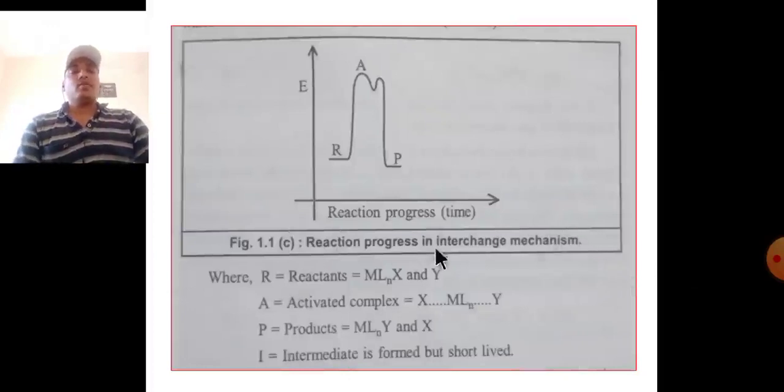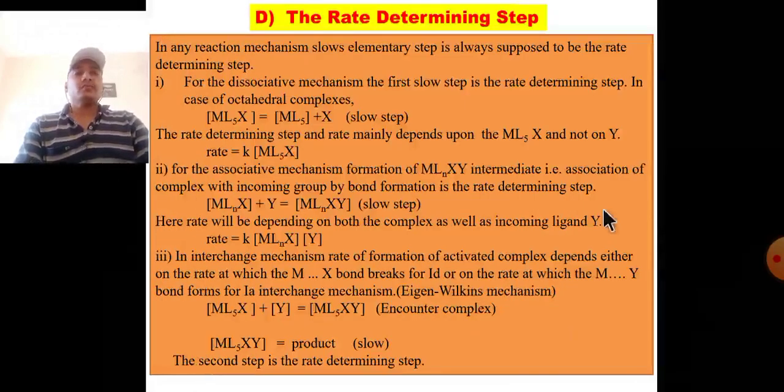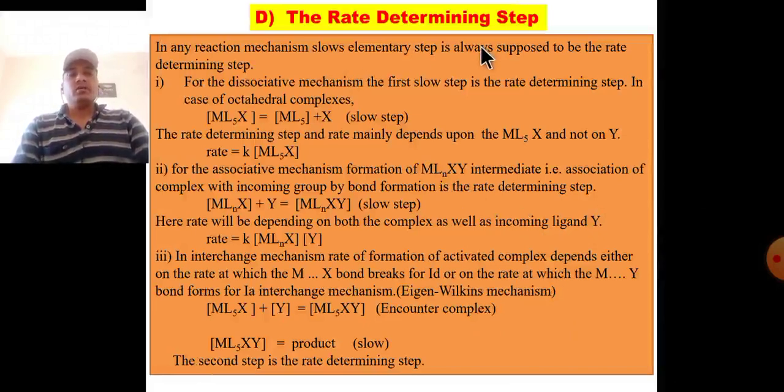Energy profile diagram of the interchange associative and dissociative mechanism: reactant, activated complex, short-lived intermediate, then short-lived activated complex, and the product. Last, the rate determining step. In the rate determining step, there are 3 types of mechanism: dissociative, associative and interchange mechanism.